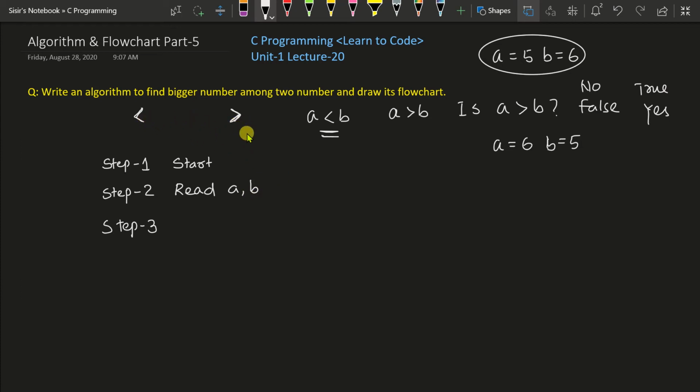So we can use any one of them over here, and we will use the control statement if else. So what is if else? What is the syntax of that if else? We have already discussed it in the previous part, part number 4 of algorithm and flowchart.